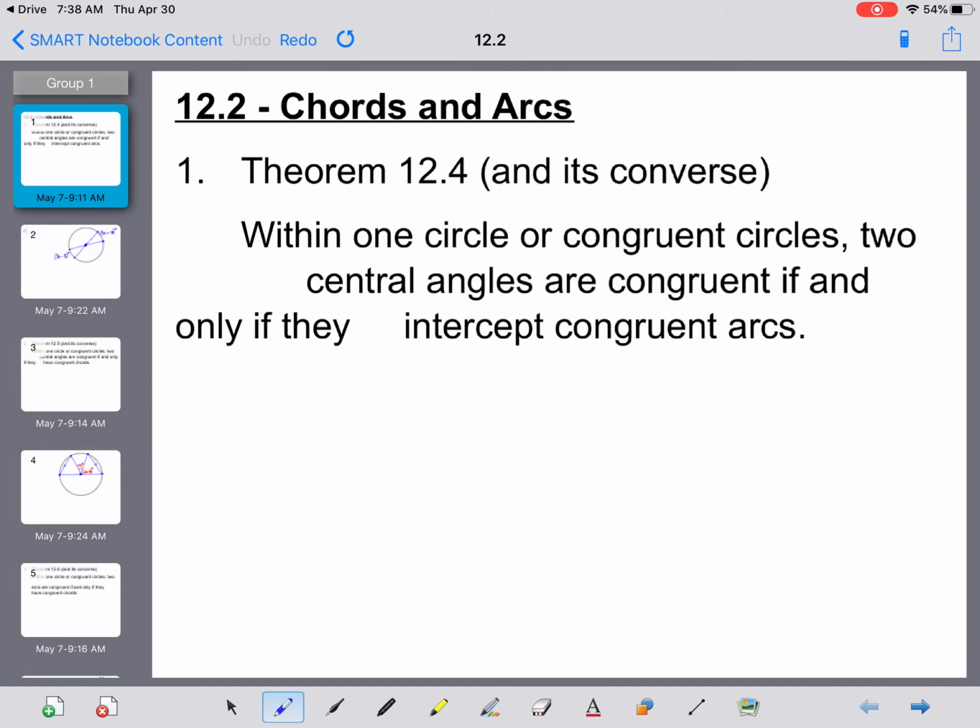Okay, geometry, we have kind of a long section ahead of us here. 12.2 is on chords and arcs. And chords are one of the vocabulary terms that we learned in 12.1 before. Arcs moves us into something new. So we've got several theorems to talk about here today.